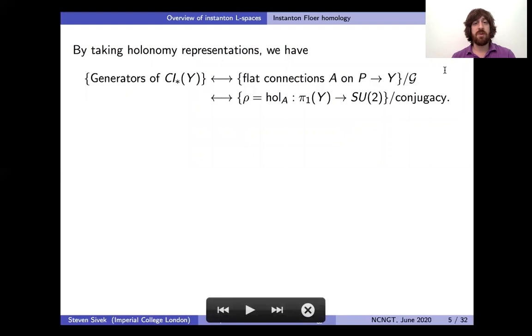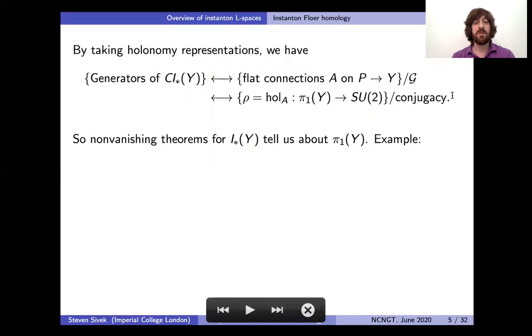Another way to think about the generating set is to take the holonomy of a flat connection. If you have one of these generators, a connection A, then you can look at the holonomy around any loop, and it only depends on the homotopy class of the loop. So that gives you a representation from pi 1 of Y into SU2. And since we're taking connections up to gauge, we get representations up to conjugacy. So if we prove a non-vanishing theorem for the instanton homology, then we've learned something about pi 1 of Y.